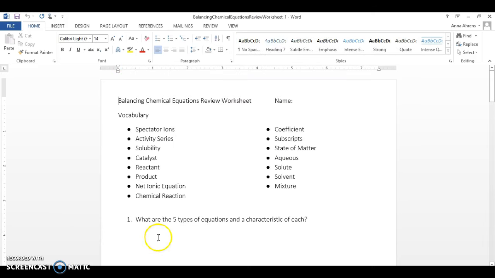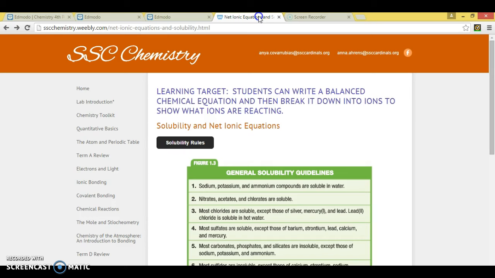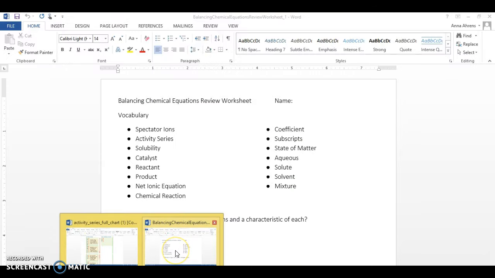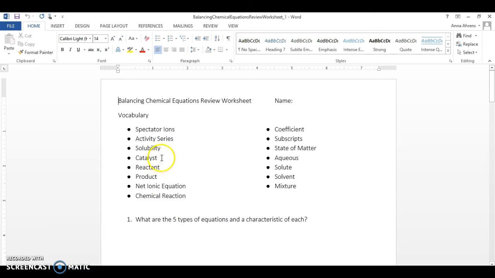Okay. So, solubility. We do have our solubility rules. Remember right here, here are our solubility rules. This tells you if it's going to be solid, liquid, gas, or aqueous. Pretty easy. Remember to look at those polyatomic ions again if you do not know them. A catalyst is something that speeds up a chemical reaction. We have a reactant that is going to be our starting material. Our product is going to be our ending material.